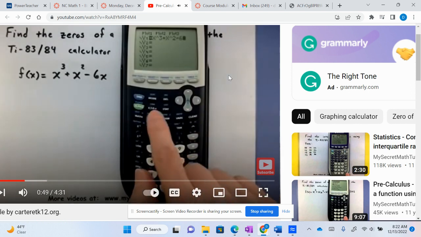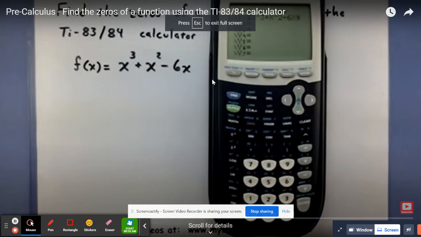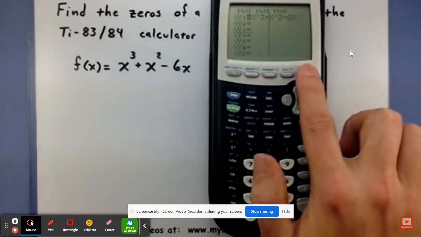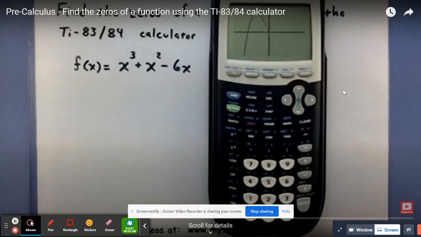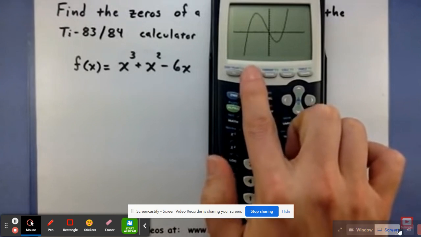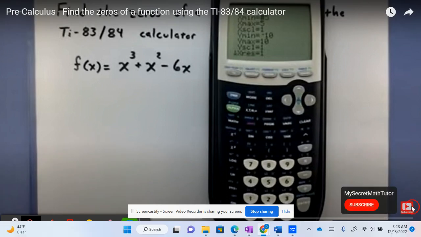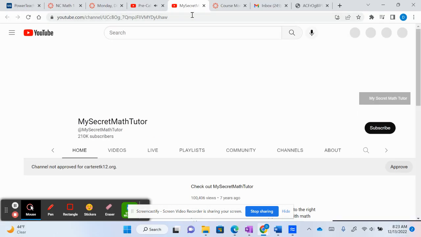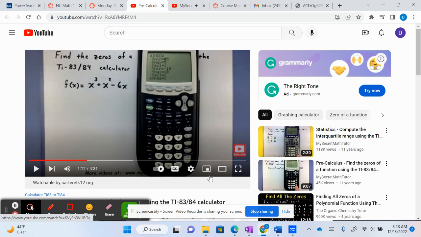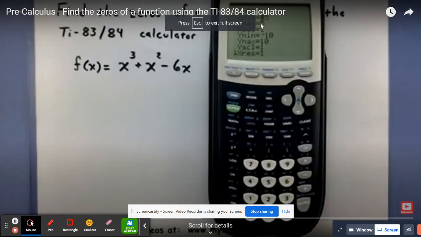So first thing he did is went to the y equals screen. We're at the y equals screen. And he input his function. I know this is a cubic function, but this was the best example. I'm trying to make it not be so cut off on the screen, but I can't.